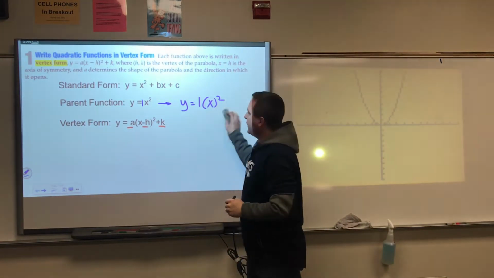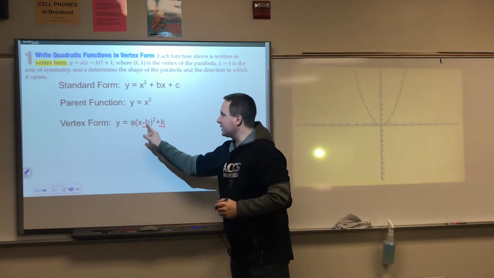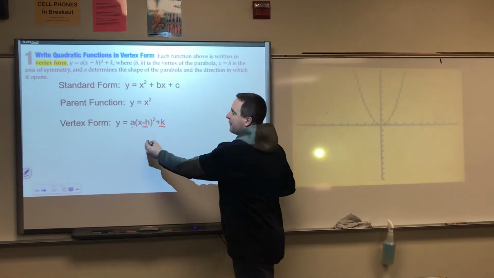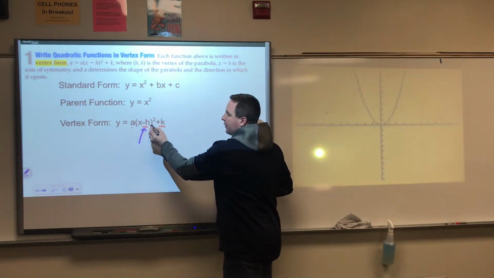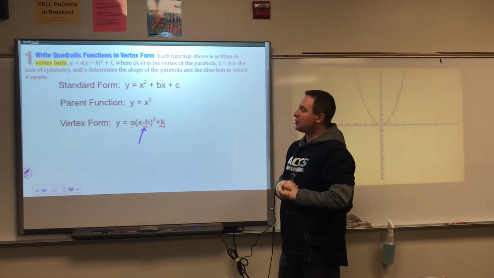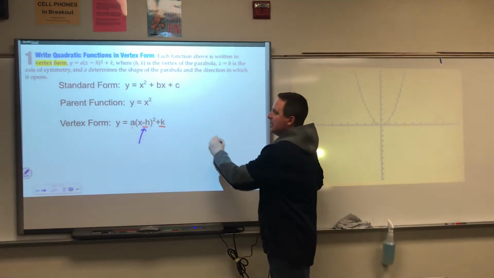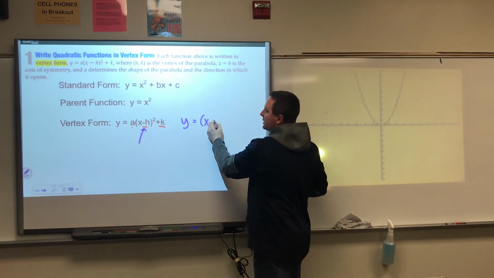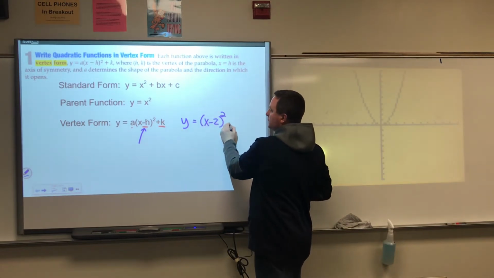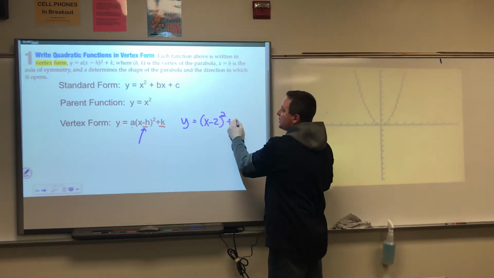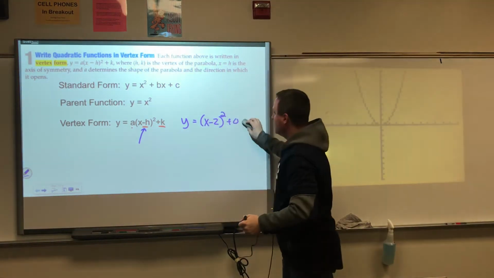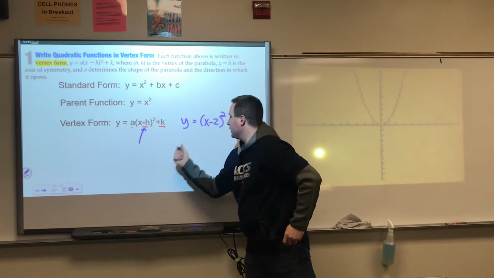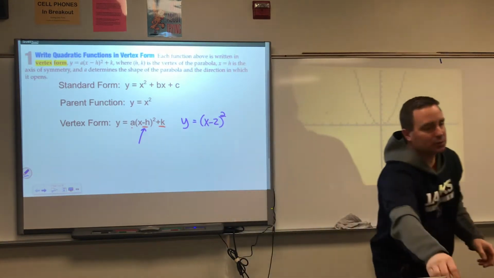For the next few minutes, I'm going to try to see what effect each of these letters has on the graph of the parent function. I'm going to mess with h first. I'm going to look at this equation. I'm going to let a be 1, and I'm going to write x minus 2 squared. And again, it's going to be plus 0 for k, so I'm going to leave that one alone. So I'm just going to be looking at the equation y equals x minus 2 squared.